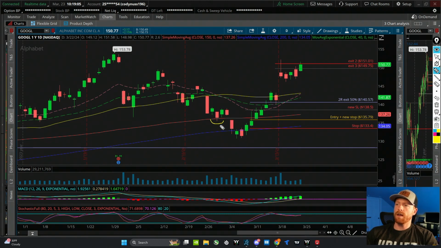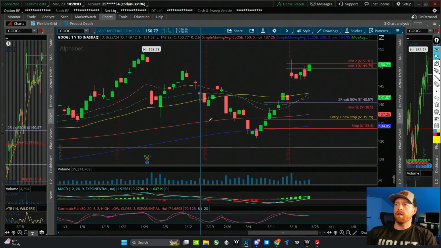But you can see if you were to enter this, which I imagine a lot of people did, and had your stop below here, you would have got shaken right out. And you can see this large red candle on high volume. I would imagine a ton of people got stopped out of that trade right there.